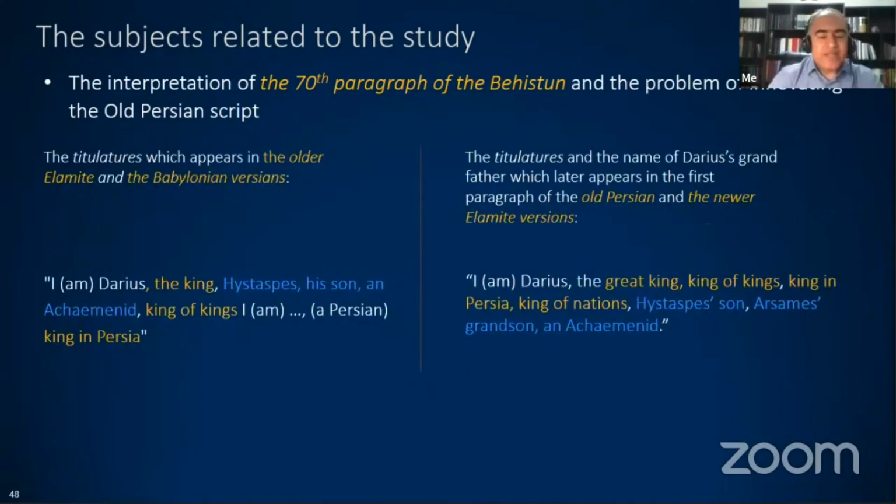Does it imply the titulatures that Darius used in the first paragraph of the Old Persian and the Newer Elamite versions? Are they relevant to Darius' ancestors, which he names in the first two paragraphs? Assyriologists like François Vallat, Mélanie Lavaud, Guyot Suzini, Clarisse Herrenschmidt, and so on have conducted invaluable studies and published their results.